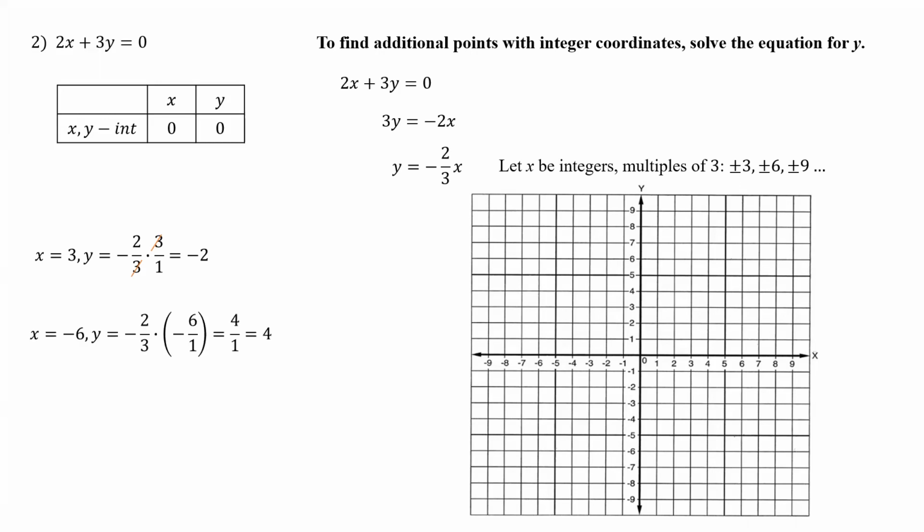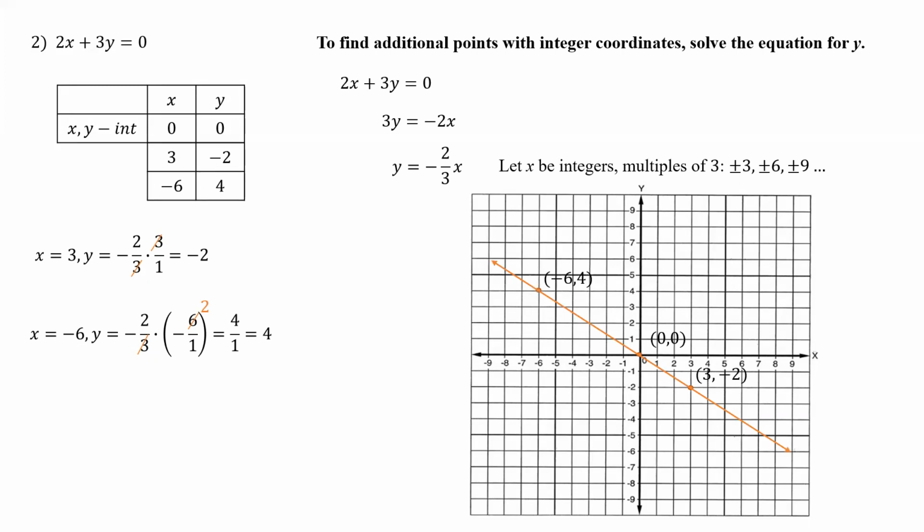And I'm going to try x equals negative 6. y equals negative 2/3 times negative 6 over 1. Now 3 and 6 are divisible by 3, so I can cancel 3 in my denominator and in my numerator, but 6 divided by 3 is equal to 2. Now negative times negative is positive. 2 times 2 is equal to 4. 4 over 1 is equal to 4. So here are two additional points with integer coordinates that I could use to graph my line. I'm going to plot them on my coordinate plane: 0, 0, 3, negative 2, and negative 6, 4, and I will connect them with a straight line.